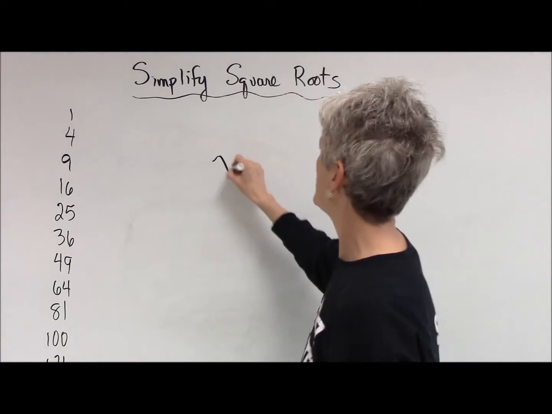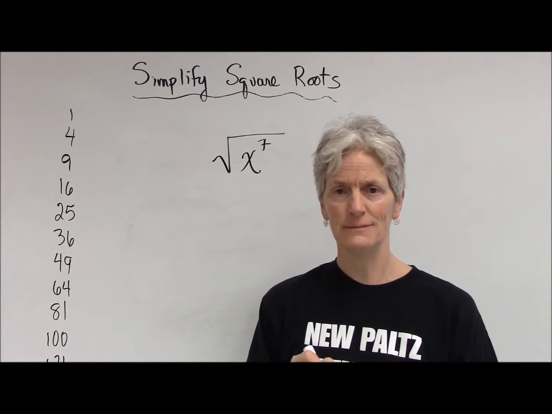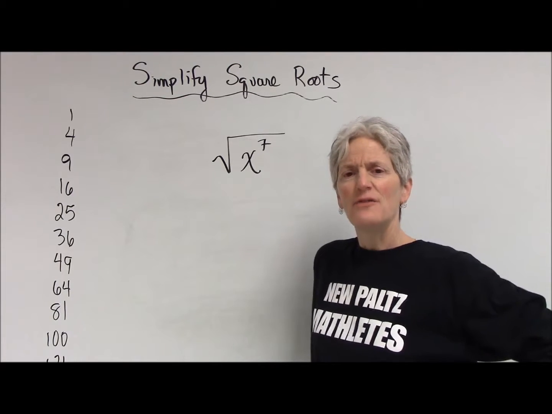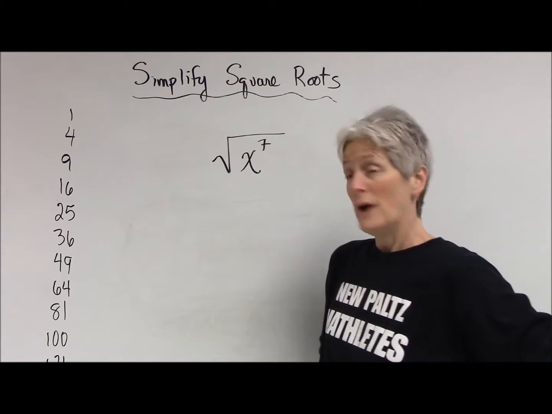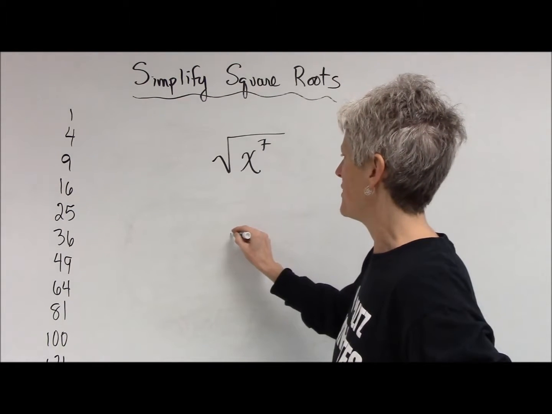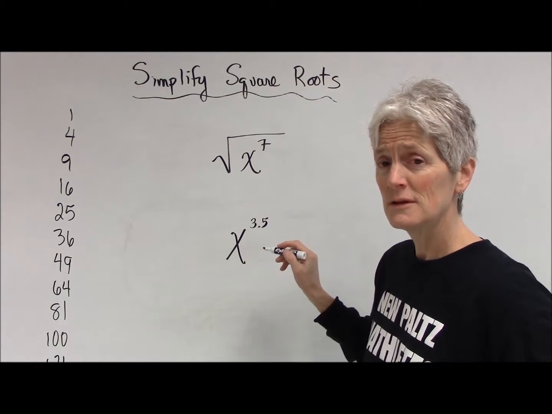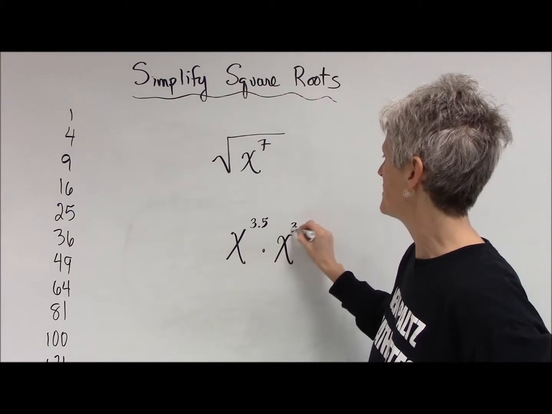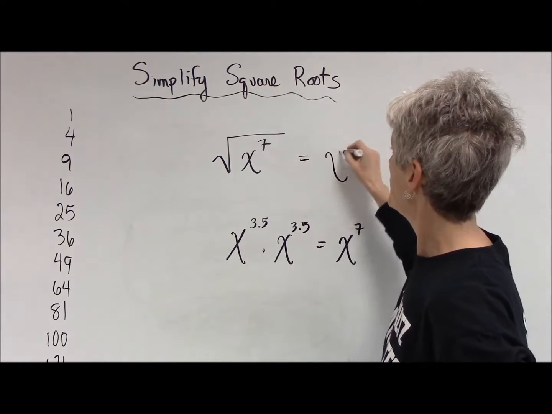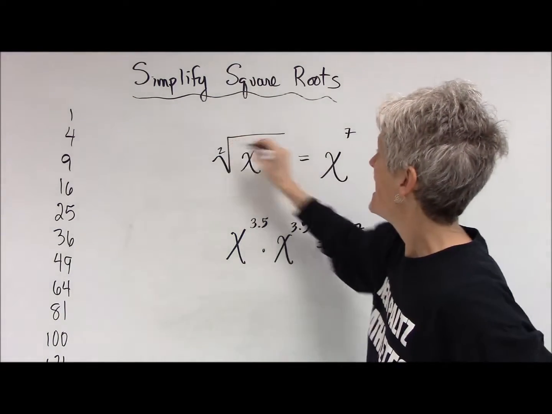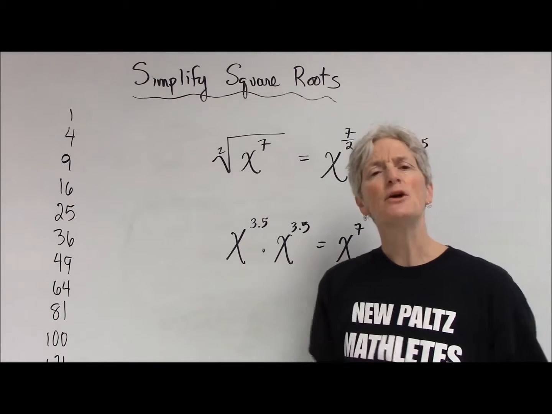So what happens if I'm faced with something like this? X to the 7th. What times itself equals x to the 7th? Well, some of you clever people out there might be thinking, well, wouldn't that be x to the 3.5? Yeah, because x to the 3.5 times x to the 3.5 equals x to the 7th, right? Or, if you rewrote it, x to the 7 halves, that would equal x to the 3.5. And you would be correct.